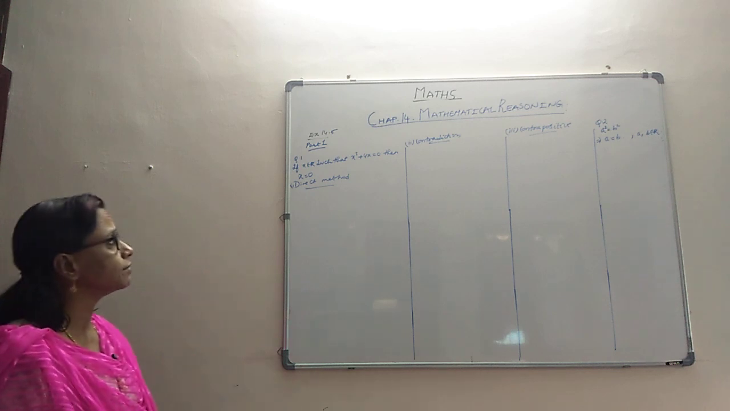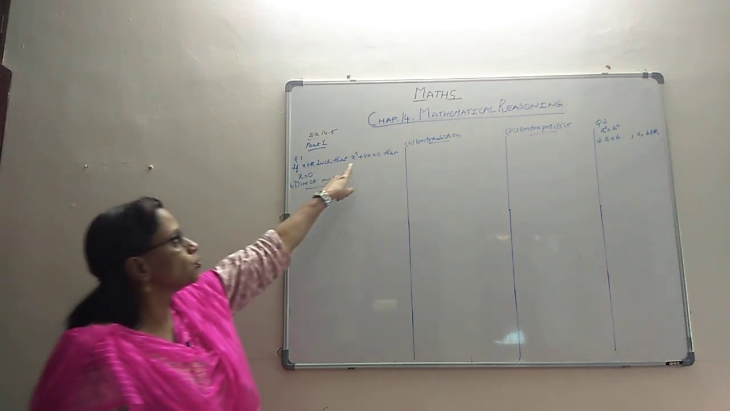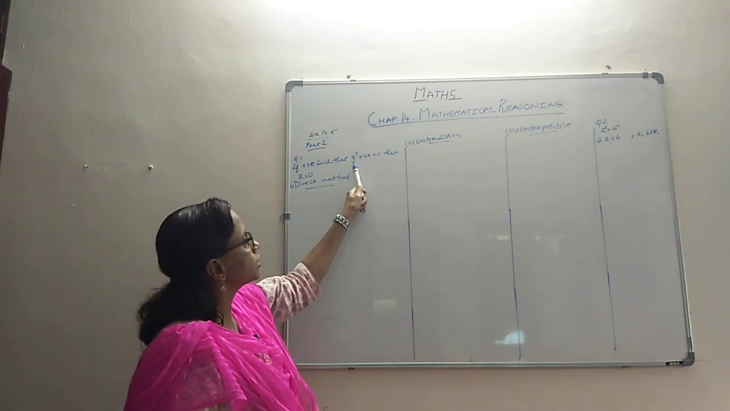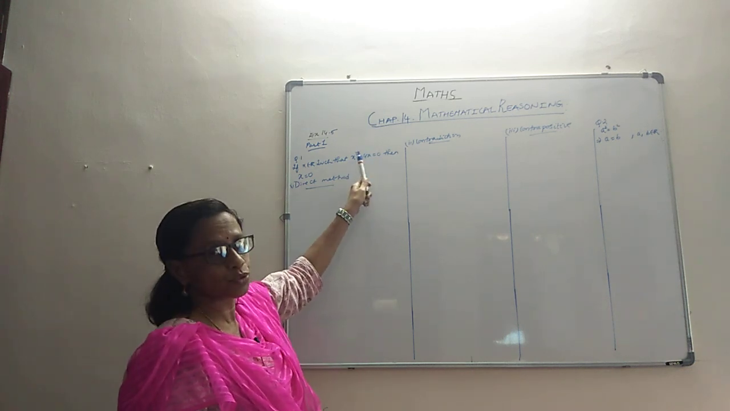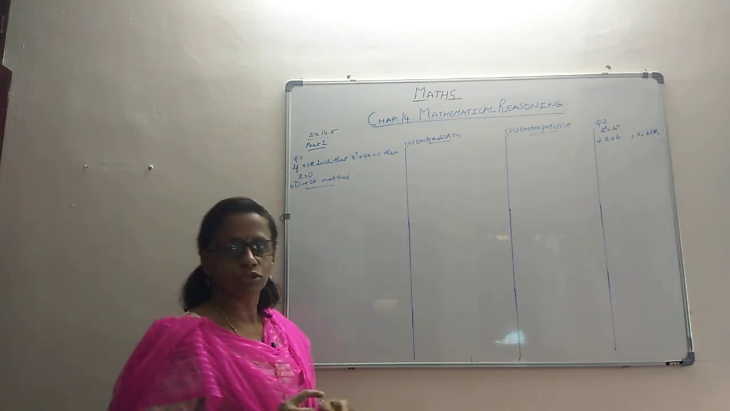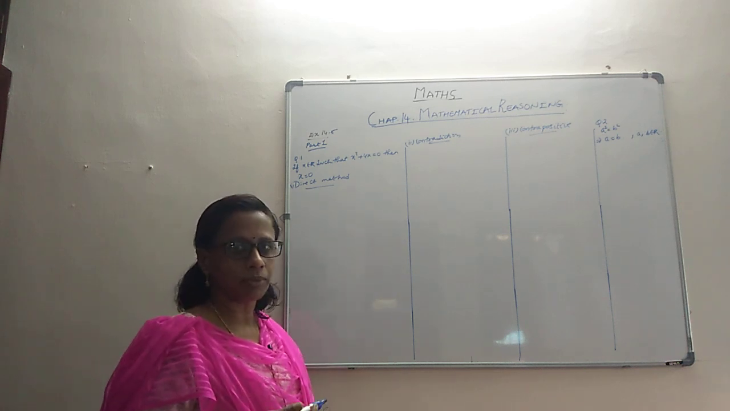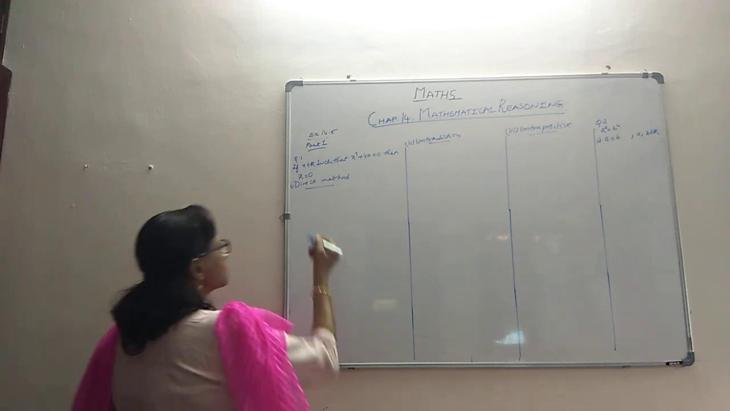The statement that they gave us is that there is a real number x such that x cube plus 4x equals 0. If that is the case, you have to show that x equals 0. That's the question. And there are three methods by which they ask us to do it. So gradually we will do all three methods. The first method is the direct method.